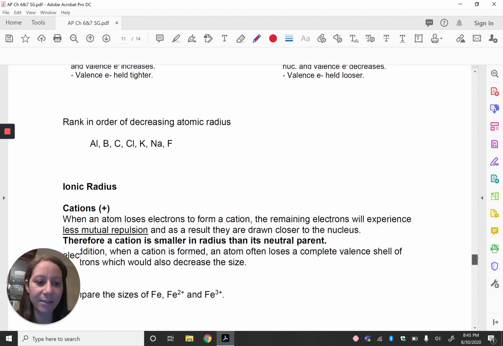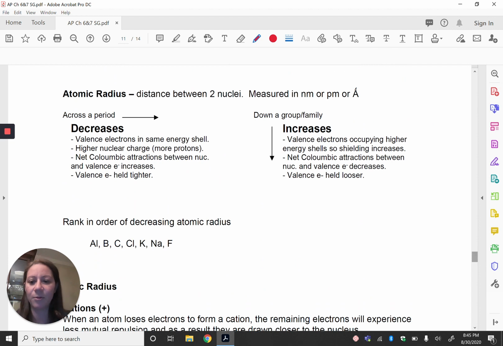So let's look at size next, atomic radius. If you look at the atomic radius, it's defined as the distance between two nuclei. So if I have a nucleus here and another nucleus here of a neighboring atom, and I look at that distance, take half of it, that's going to be the radius of this atom, right? So it's half the distance between two nuclei, and the atoms are really small, so it's measured in nanometers or picometers or angstroms.